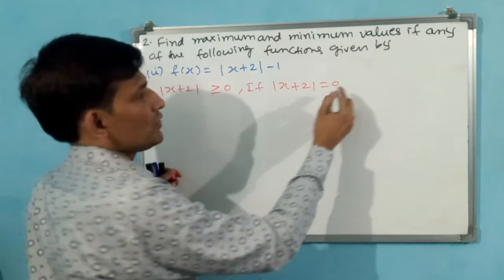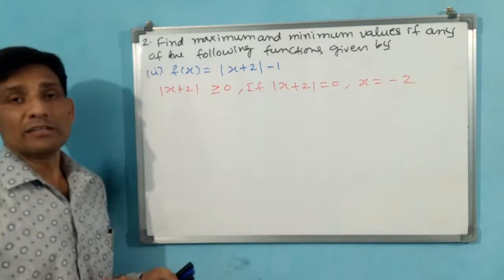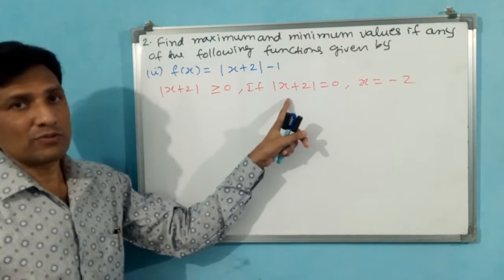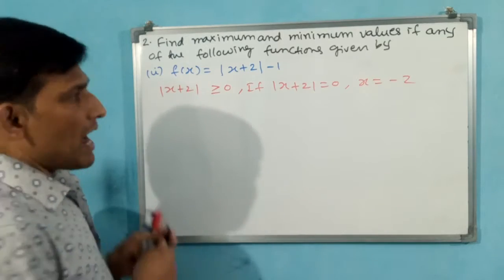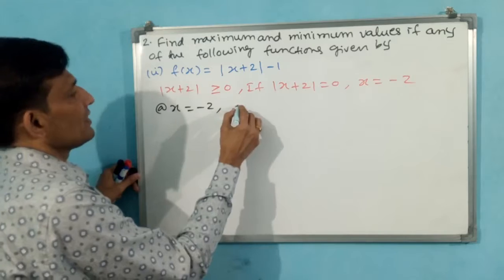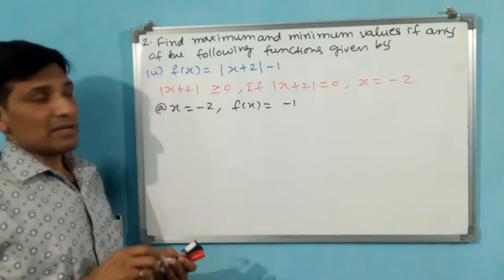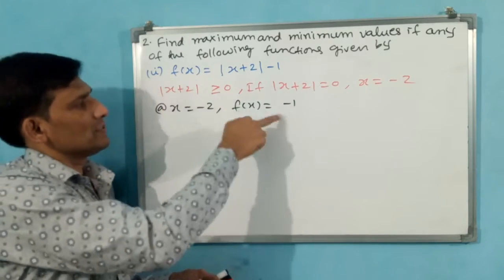If it is equal to 0, then what will be x? It is x equal to minus 2. Is it okay? Definitely okay. Why? Because if x is minus 2, automatically minus 2 plus 2 is 0. Now you come back again. At x is equal to minus 2, f of x is equal to minus 1. Why? Because if x is minus 2, this is going to become 0 and minus 1 will come.